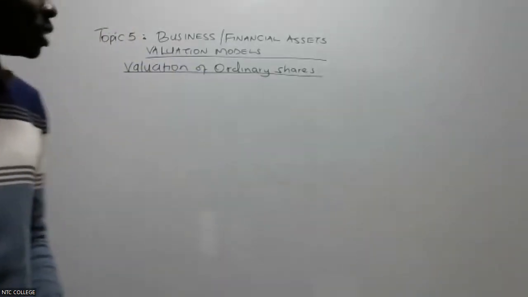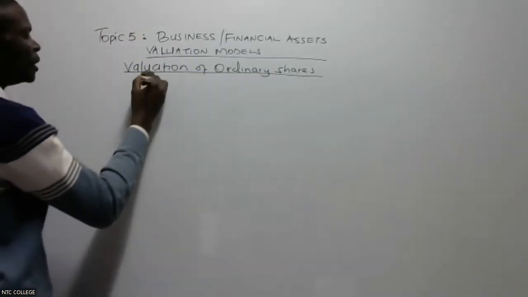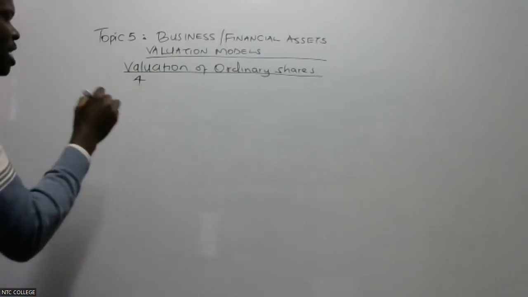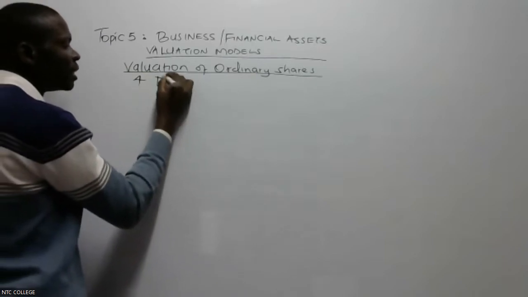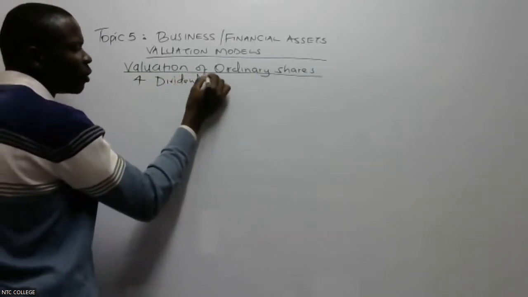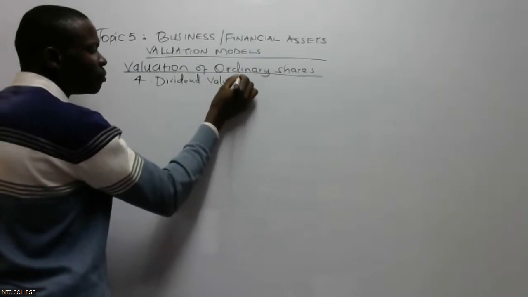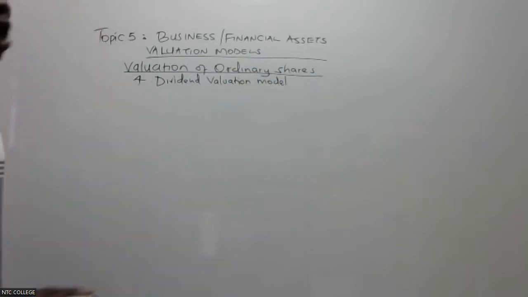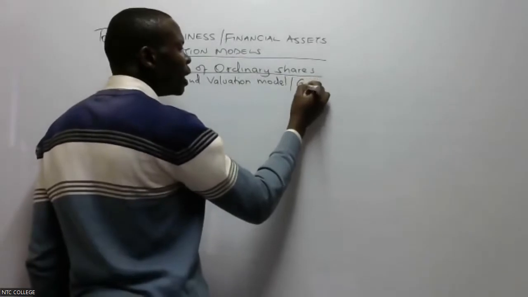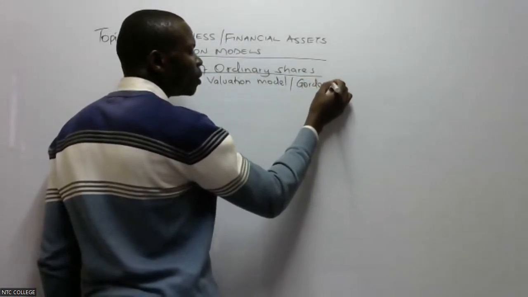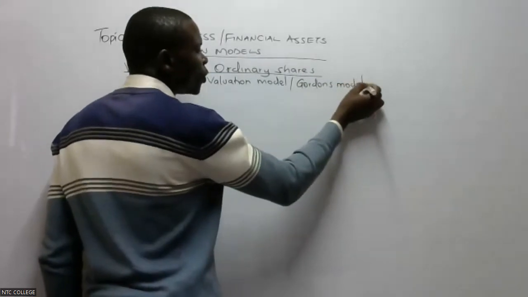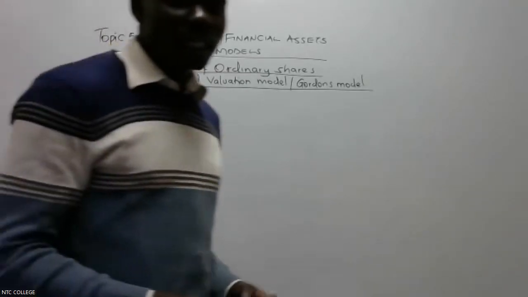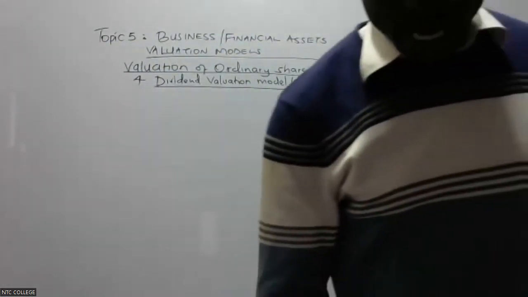Today we were supposed to look at the next type of valuation, the fourth one, if I'm not wrong. Yes, the fourth one, which is the dividend valuation model, also known as Gordon's model.